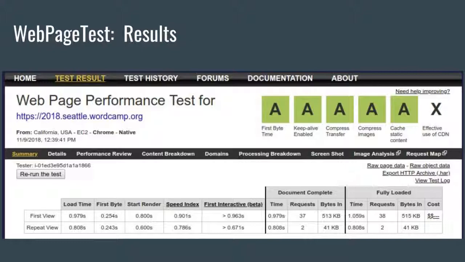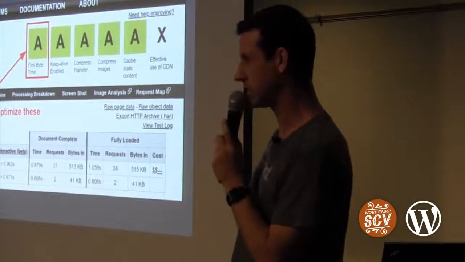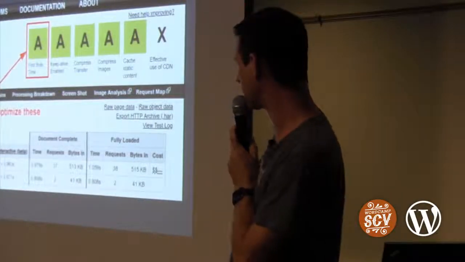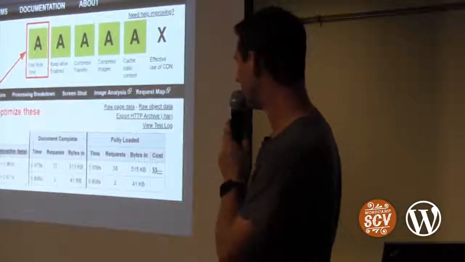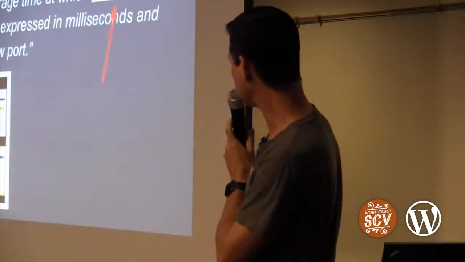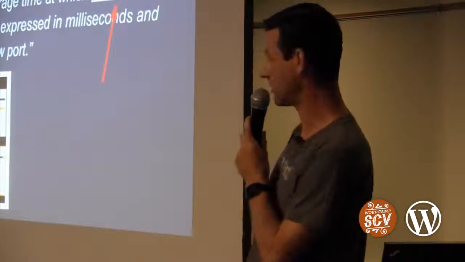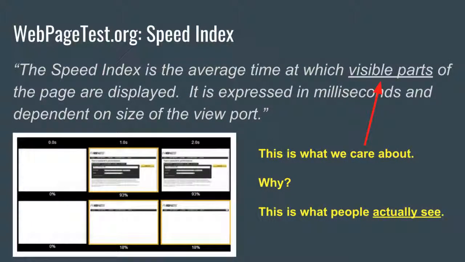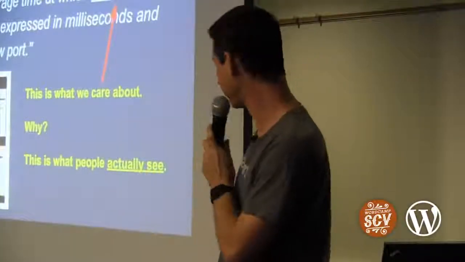And what do we care about here? So first of all, we're going to look at the time to first byte, and generally that's what we want to optimize. And the second piece is the speed index, and what that means is it's the average time at which the visible parts of your page are displayed, so what people are actually seeing when they're looking at it. That's what we care about. Why? Well, that's because of what people actually see.